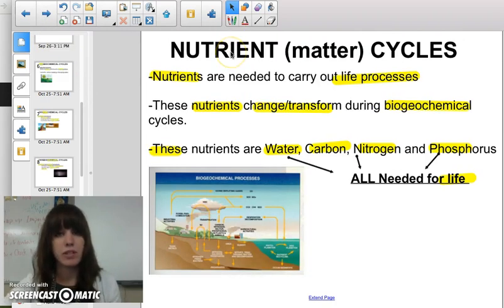Now, nutrients are a type of matter, and nutrients are needed to carry out life processes. So nutrients, like I said, are a type of matter. They can change and transform as well. So water, carbon, nitrogen, and phosphorus all change in different types of forms within an ecosystem. And these are called nutrients because they are all needed for life.